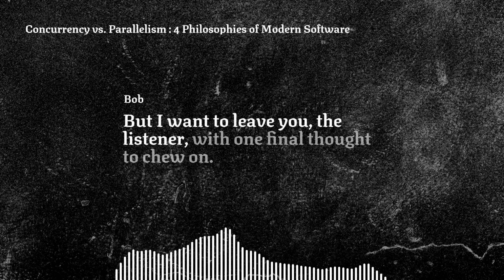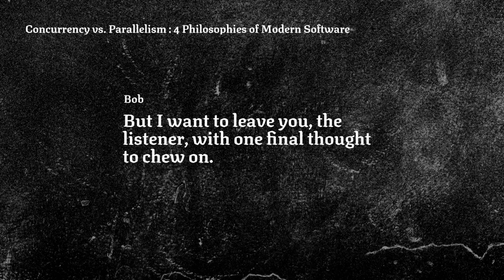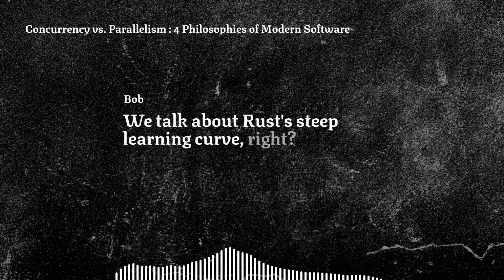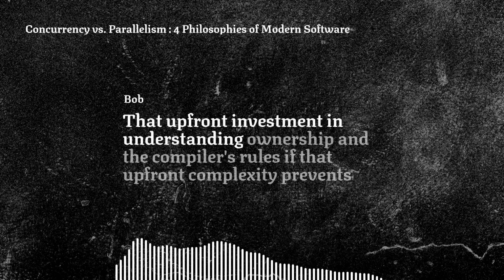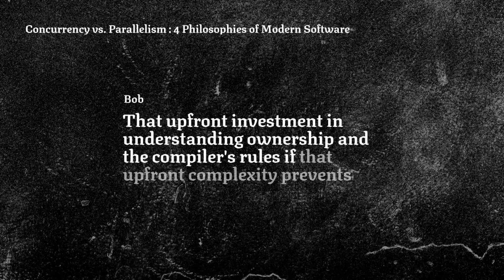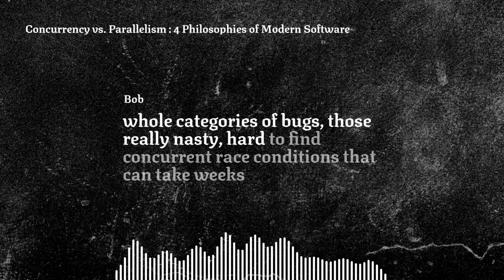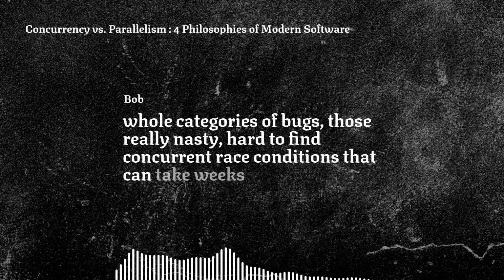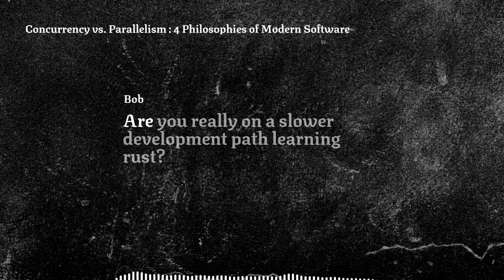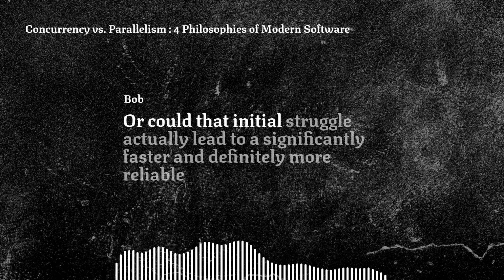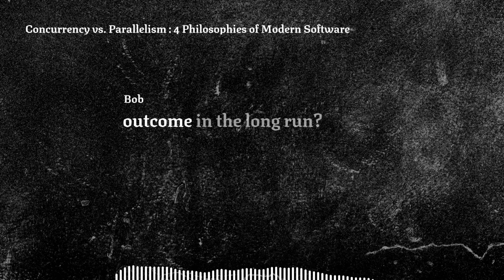But I want to leave you, the listener, with one final thought to chew on. We talk about Rust's steep learning curve, right? That upfront investment in understanding ownership and the compiler's rules. If that upfront complexity prevents whole categories of bugs, those really nasty, hard-to-find concurrent race conditions that can take weeks to debug later, are you really on a slower development path learning Rust? Or could that initial struggle actually lead to a significantly faster and definitely more reliable outcome in the long run?